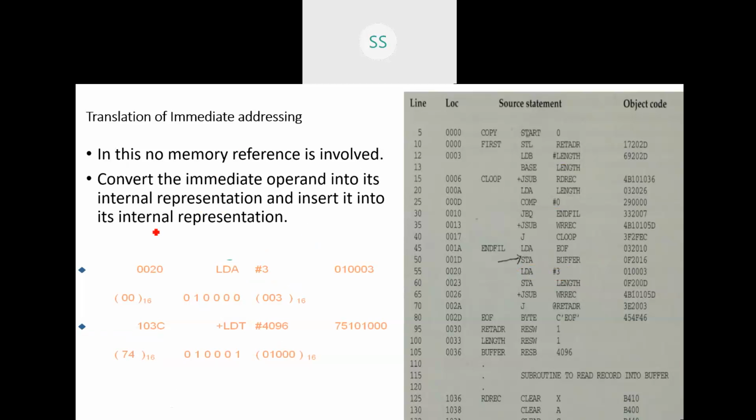Format 3, I'll have 1, 2, 3, 4, 5, 6 for my opcode. NIXBPE. Okay, NIXBPE. Then I have 12 bits for my displacement, 1, 2, 3, 4, 1, 2, 3, 4. So value 3 tannittundu, so 0, 0, 1, 1. Baki all positions are going to be 0, 0, 0, 0, 0, 0. Okay, that's how I got it.